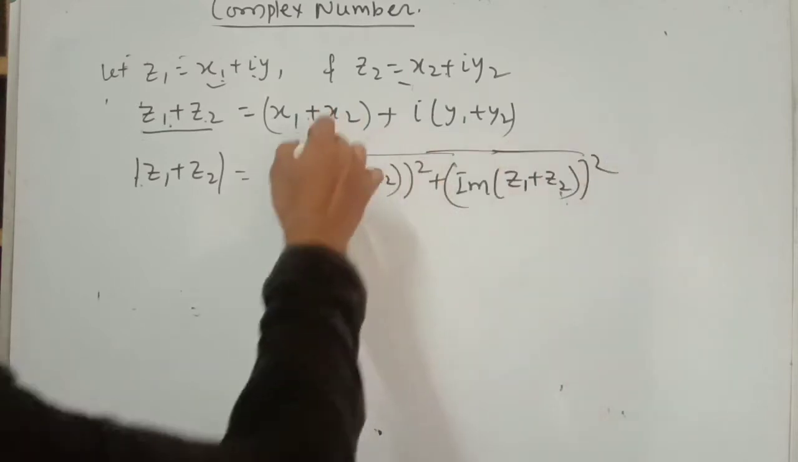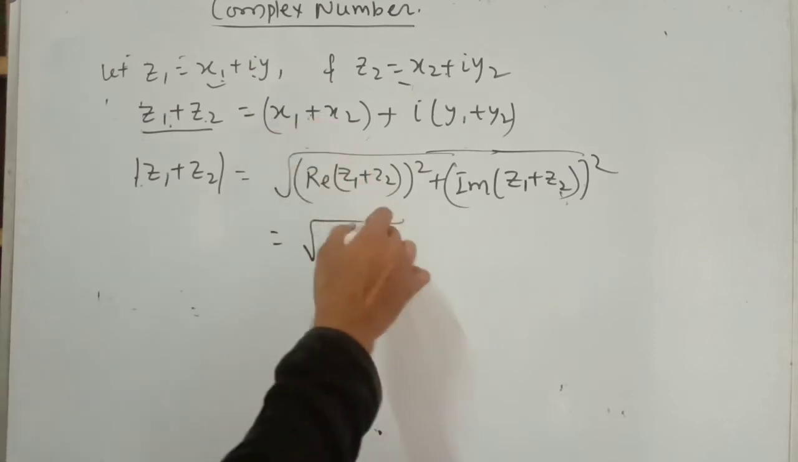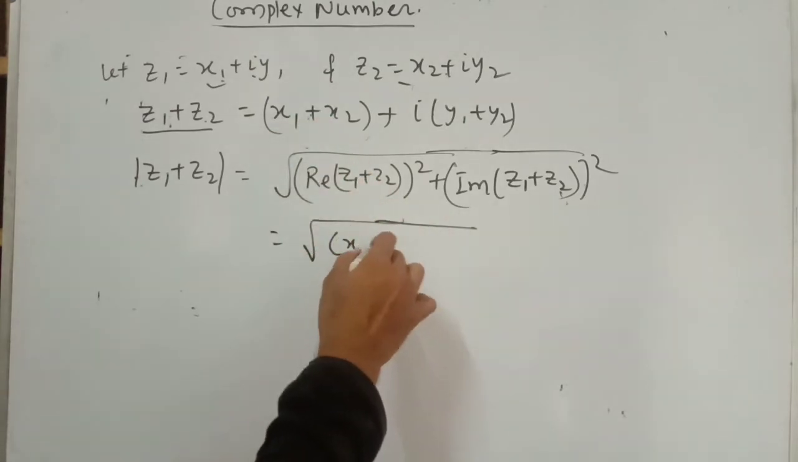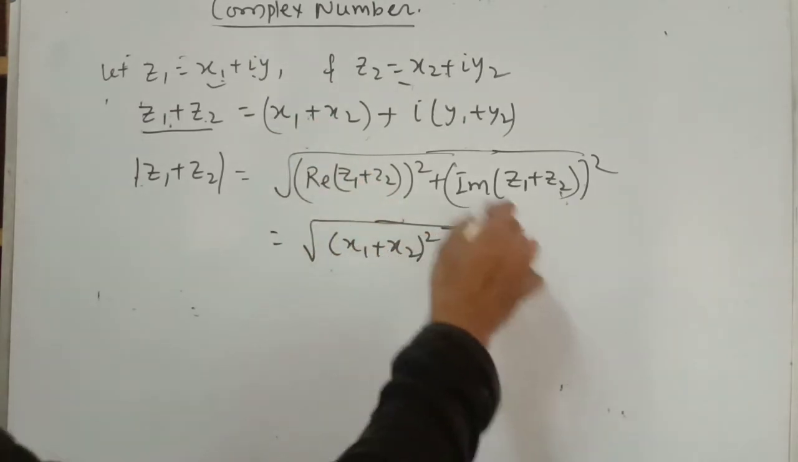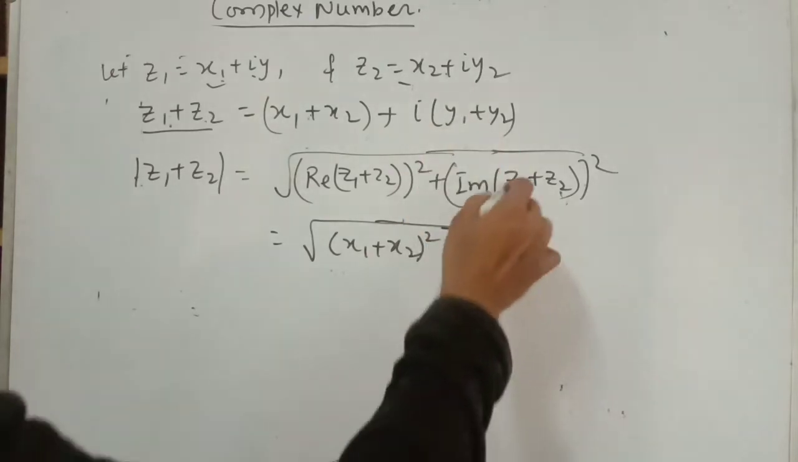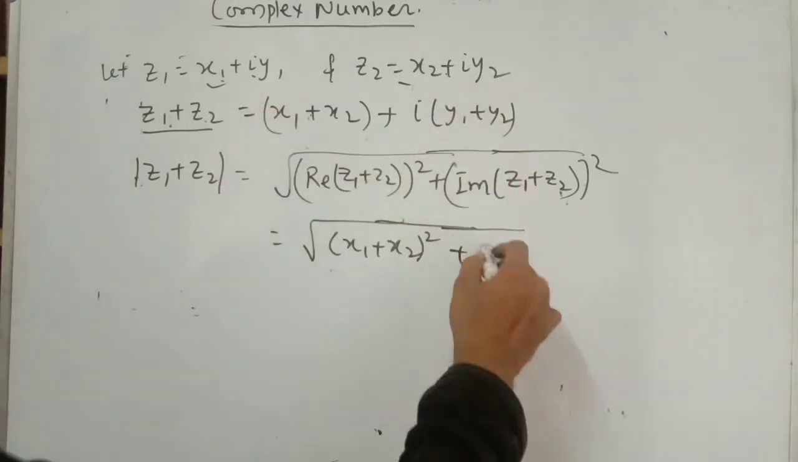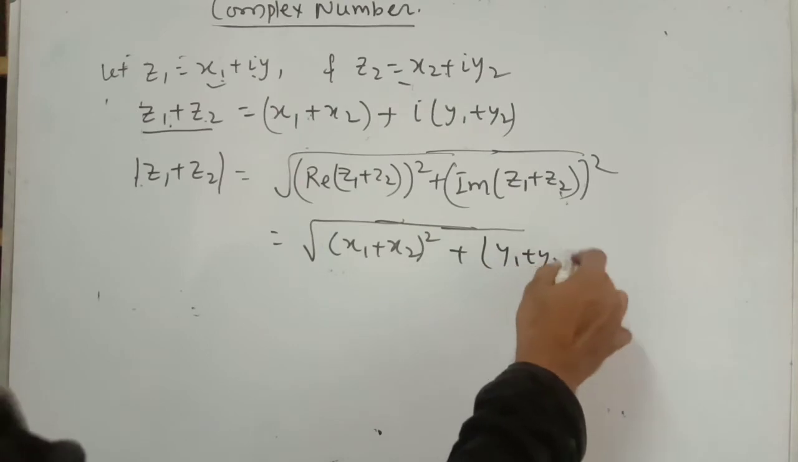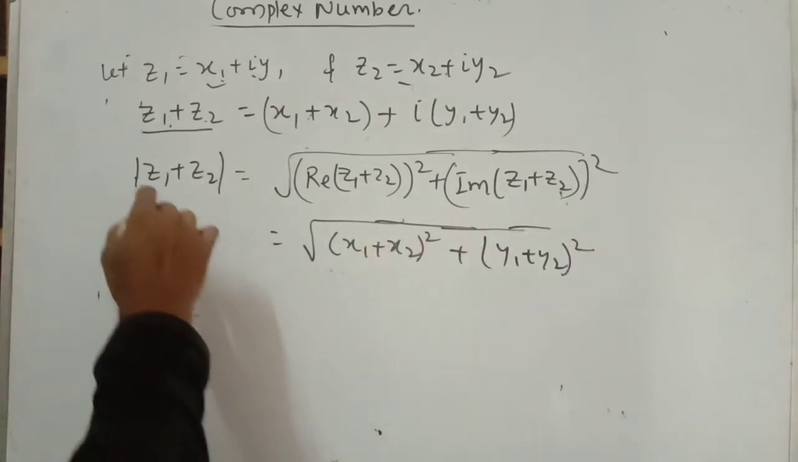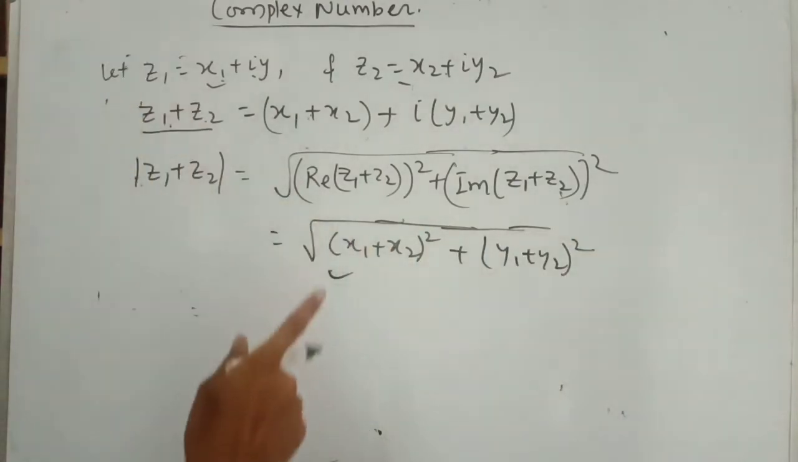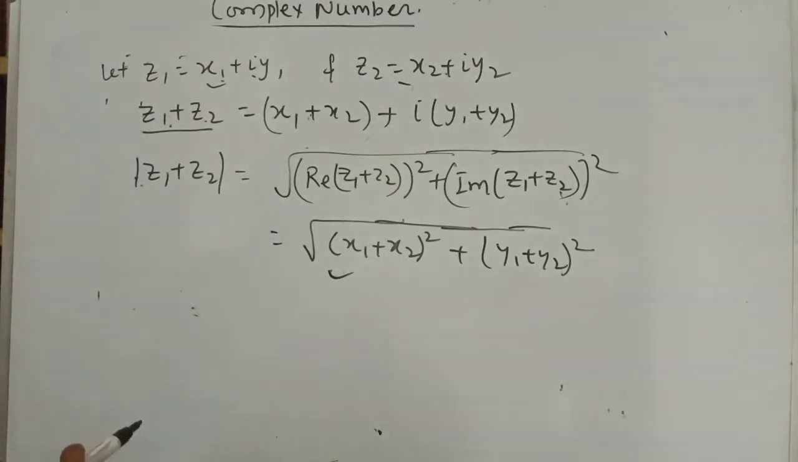So what is the real part of the new complex number here? It is x1 plus x2 whole square. Similarly, you can write the imaginary part of the new complex number. It is y1 plus y2 whole square. So the modulus of the new complex number becomes this.